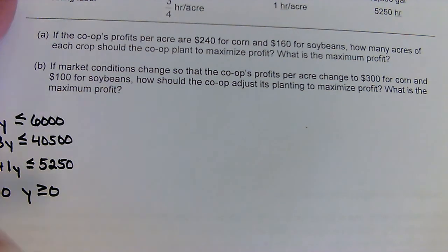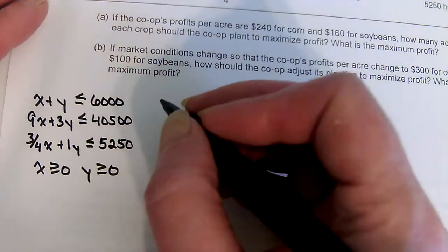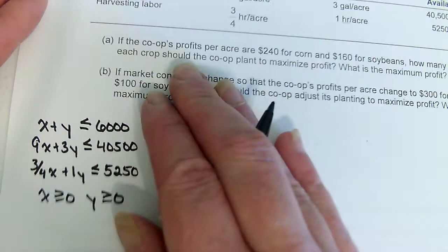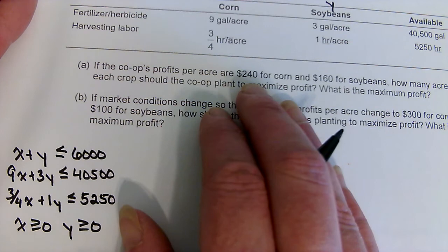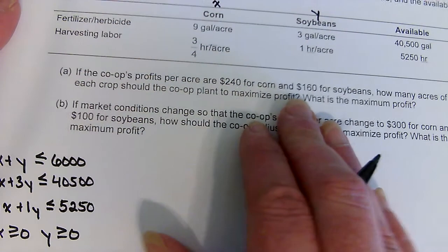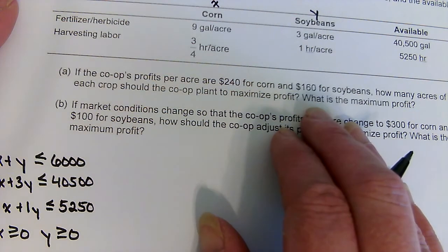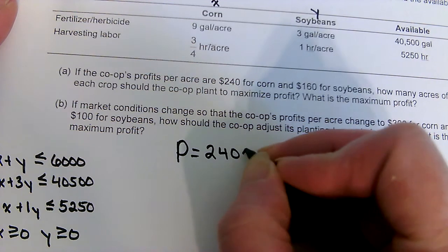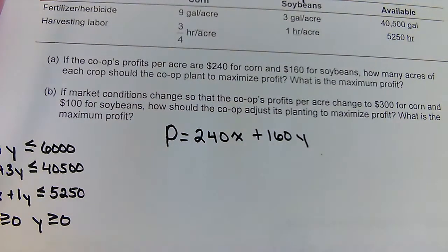So we already had our corners of the region. Let me write them. Well, first off, I don't want to get ahead of myself too much. We need to talk about what we're trying to find here. If the co-op's profit per acre are $240 for corn and $160 for soybeans, how many acres of each will maximize profit? So my profit equation would be 240 for corn plus 160 for soybeans. And we're trying to figure out what will maximize that profit.